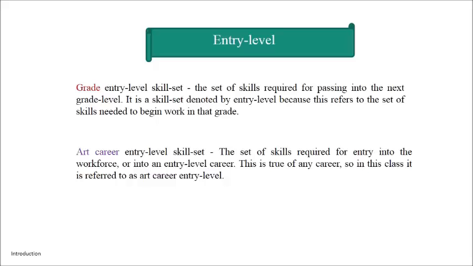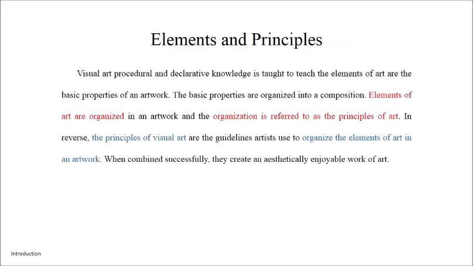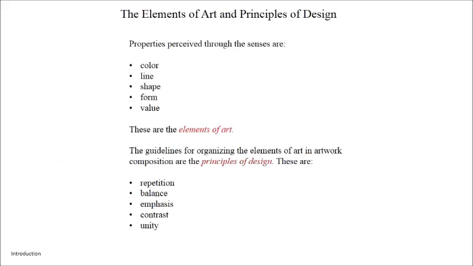Properties perceived through the senses are color, line, shape, form, value. These are the elements of art. The guidelines for organizing the elements of art in artwork composition are the principles of design. These are repetition, balance, emphasis, contrast, unity. The list has subsets very important to learn, and the order may vary according to the art educator, but these principles encompass the generally accepted principles.